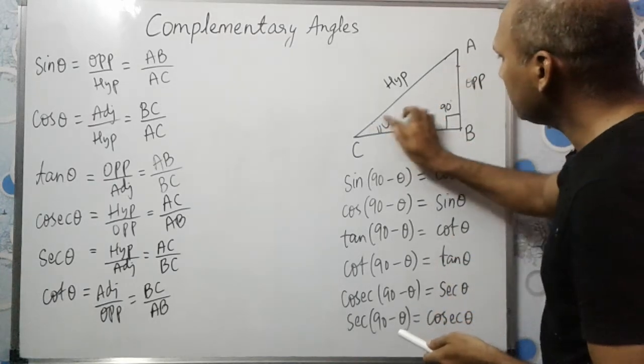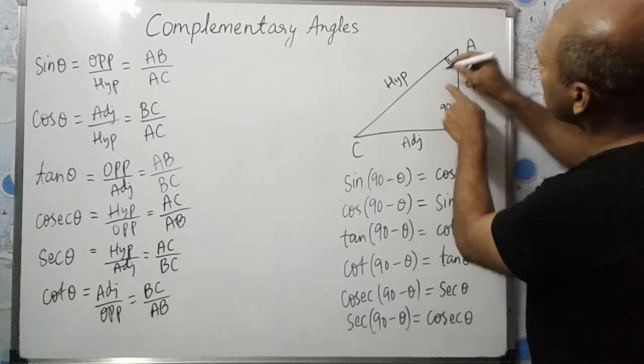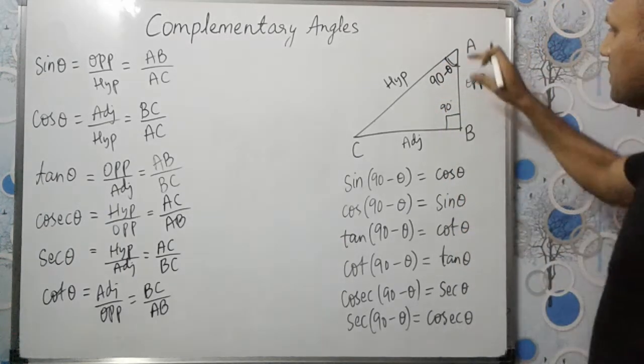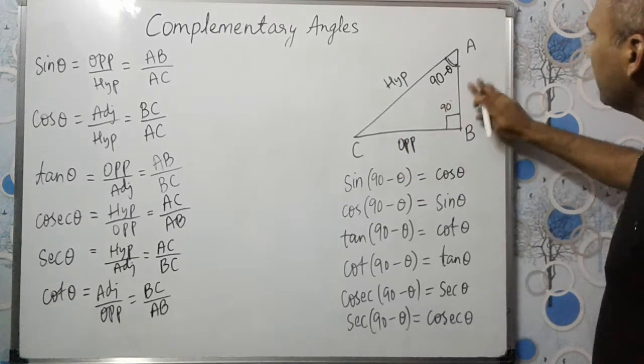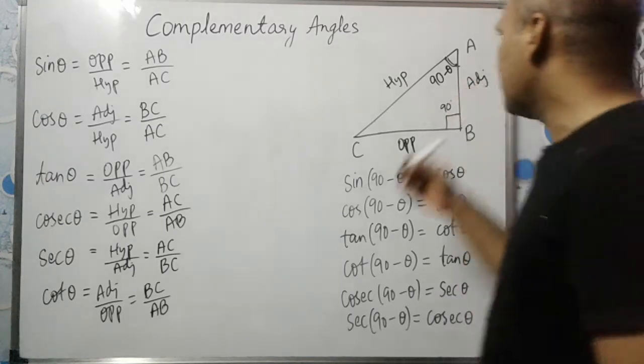Now let us write the ratios for this angle A. What did we learn this angle was? It was 90 minus theta. To this angle, this will be the opposite side and AB will be the adjacent side. Okay, so let us write this.